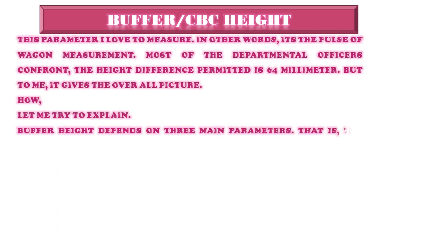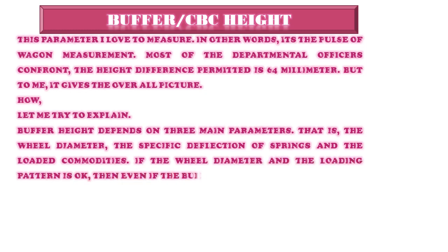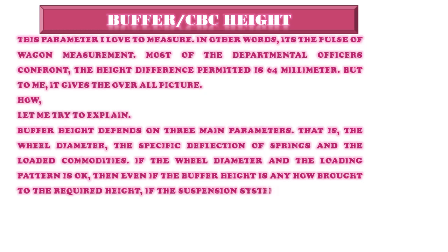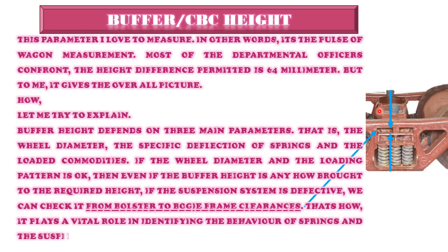Buffer height depends on three main parameters: the wheel diameter, the specific deflection of springs, and the commodity loaded. If the wheel diameter and the loading are okay, there is no overloading, then even if the buffer height is corrected or brought to the required height, if the suspension system is defective, we can check it from the bolster to bogie clearance. So that's how it plays a vital role in identifying the behavior of springs and the suspension system. Once the buffer height is okay and loading is okay, it is again reflected from here if these are weak.